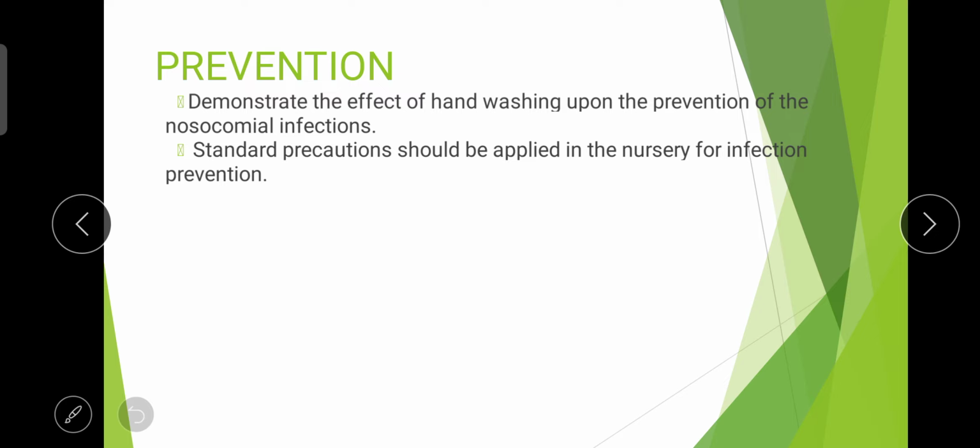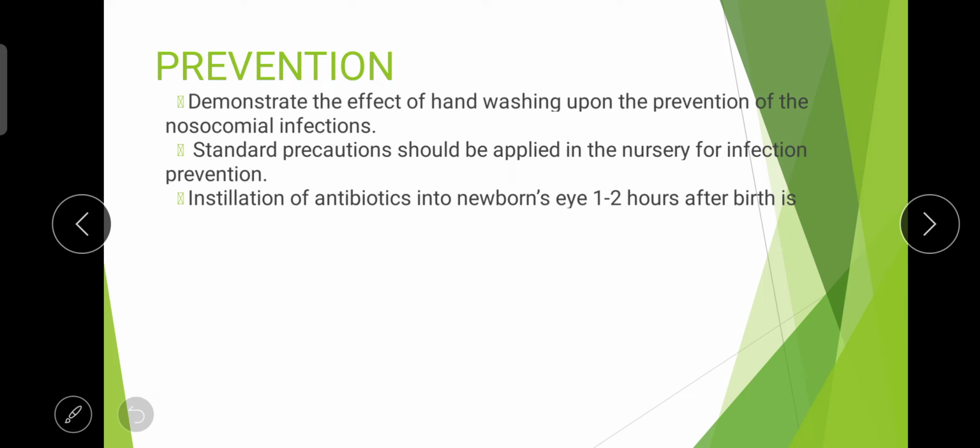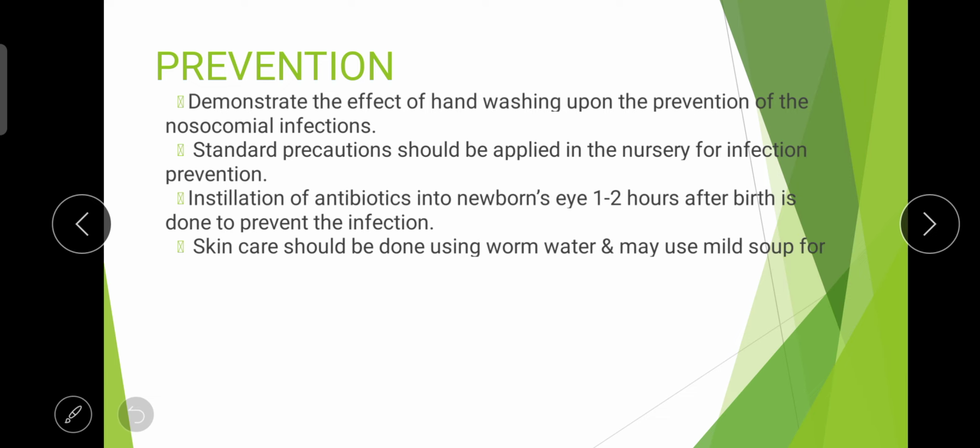The next one is that standard precautions should be applied in the nursery for infection prevention, like washing hands, wearing gloves, mask, and goggles. All the standard precautions should be applied in the nursery to prevent infection, because babies are more susceptible to infection. Their immunity is low compared to adults. Also, instillation of antibiotics into the newborn's eyes 1 to 2 hours after birth is done to prevent infection.